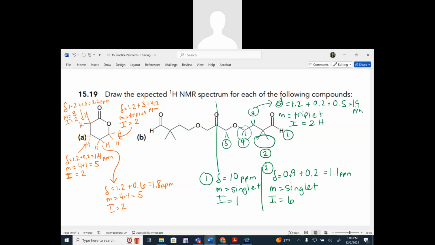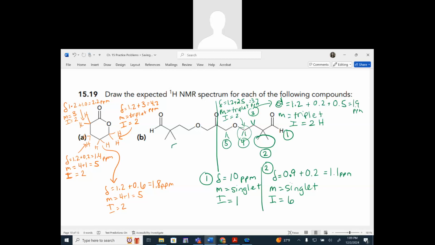All right, so let's look at signal 4 here. So the delta for the signal, we would have 1.2 for methylene. Then we're adding 2.5 because this is alpha to that oxygen next door. So now we have a shift of approximately 3.7 ppm for protons 4. And then we also have our multiplicity here. So we have 2 neighbors, so we're going to have a triplet. And our integration would show 2 protons, again for group 4.